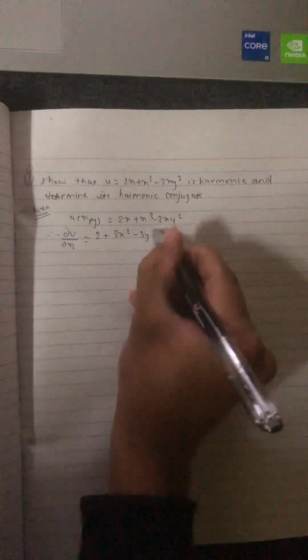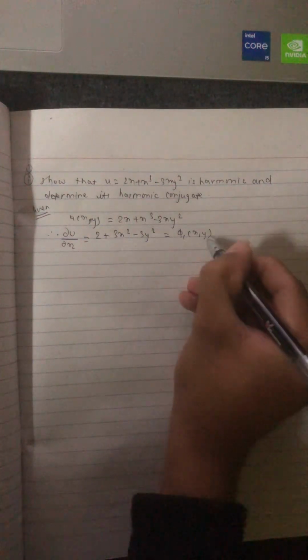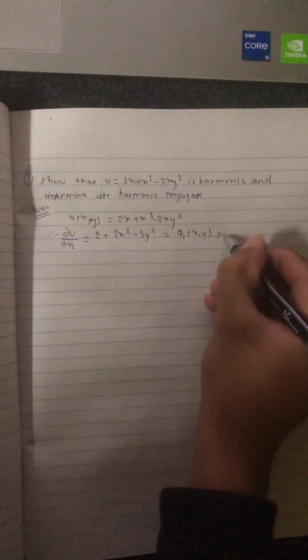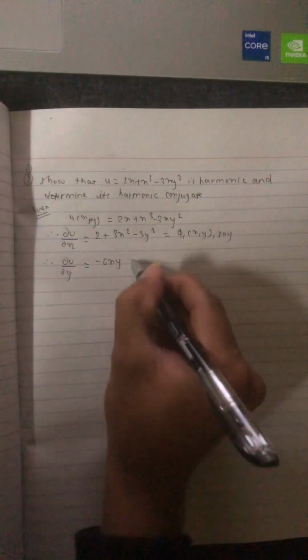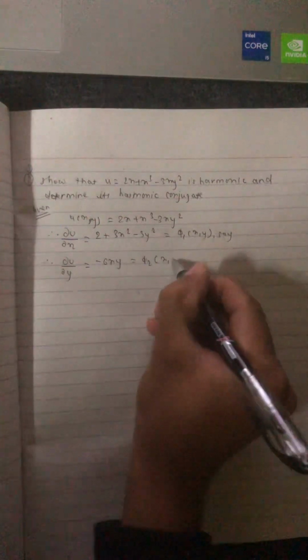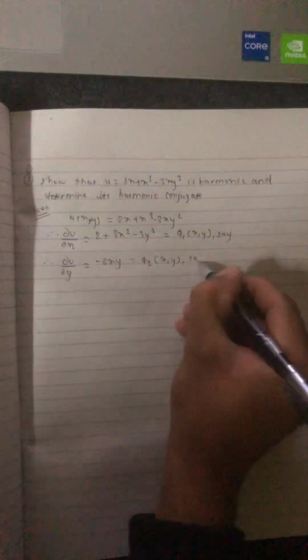So du by dx equals 2 plus 3x square minus 3y square, and we are further to determine its harmonic conjugate, so we need phi 1 and phi 2. Let's suppose phi 1 is a function of x and y. Also du by dy equals minus 6xy, which is phi 2, a function of x and y.